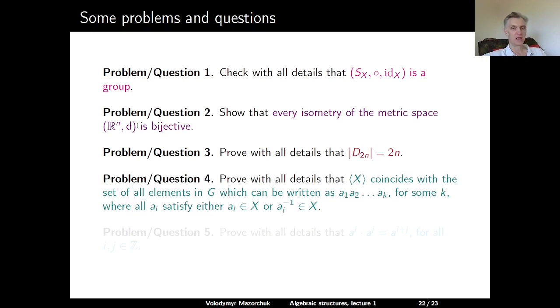Problem question 4. Prove with all details that the subgroup generated by X coincides with the set of all elements in G which can be written as products of elements in X or inverses of elements in X. And problem question 5. Prove with all details that a to the power i times a to the power j is equal to a to the power i plus j for all i, j in Z. It's not totally trivial because here i and j can be negative, or one can be positive, another can be negative, so there is something to check here.